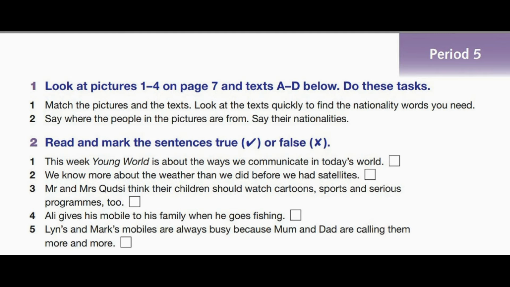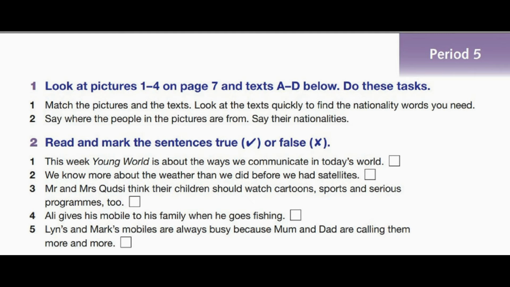Period 5. One. Look at pictures 1 to 4 on page 7 and texts A to D below. Do these tasks. One. Match the pictures and the texts. Look at the texts quickly to find the nationality words you need. Two. Say where the people in the pictures are from. Say their nationalities.